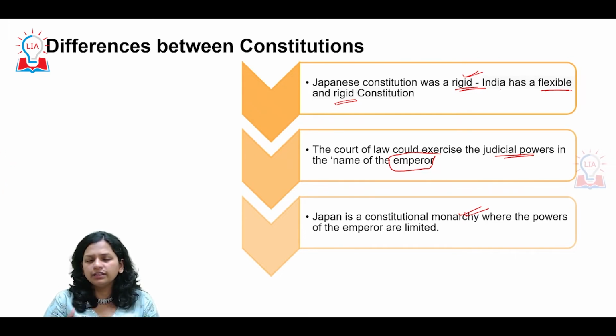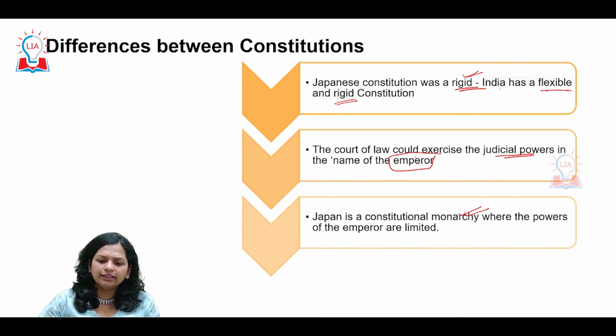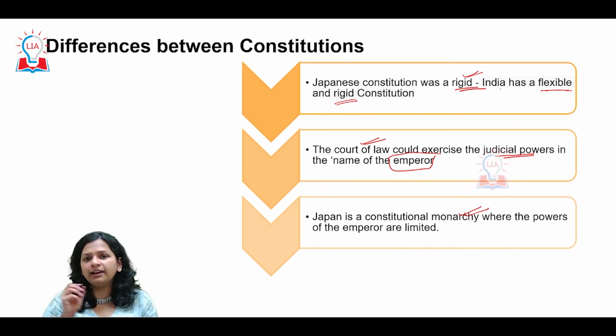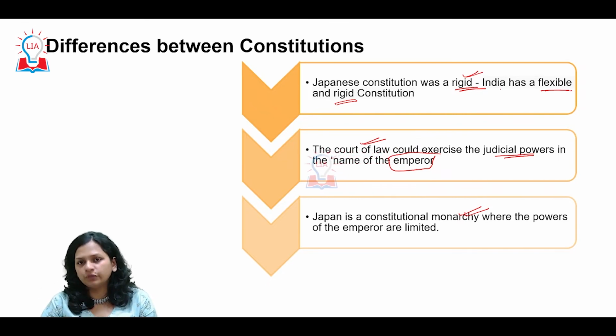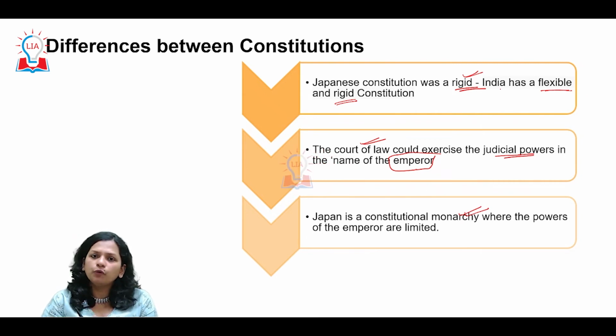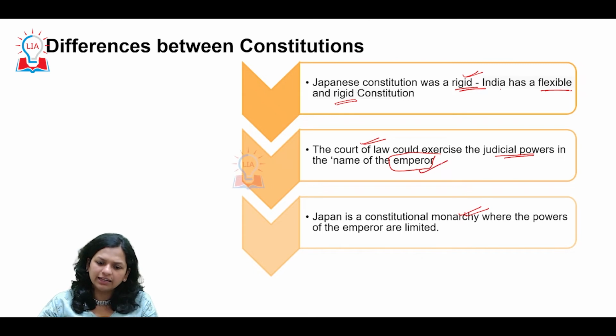So even though there's democracy, we have the emperor, and in fact the judicial powers that are there are exercised in the name of this particular emperor. So we're not seeing a stark separation of power between the executive, legislature and the judiciary, as we see in the case of India. And moreover, we are seeing that all of this is being done in the name of the emperor.